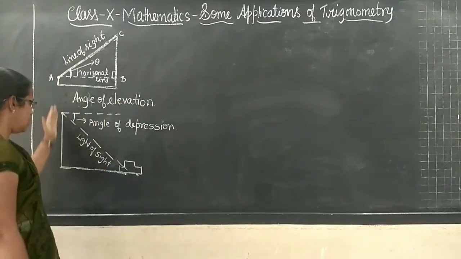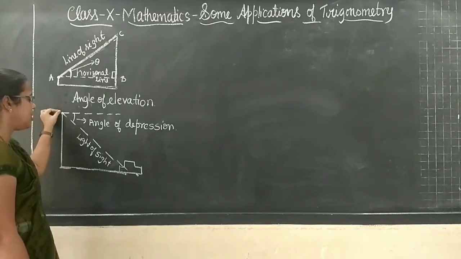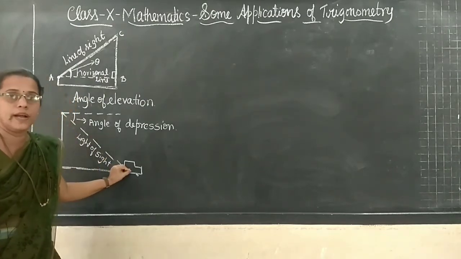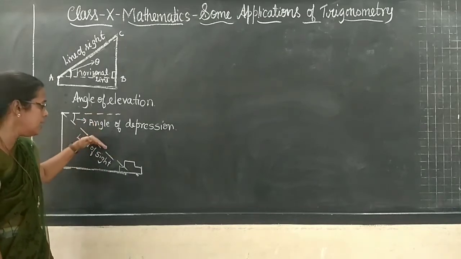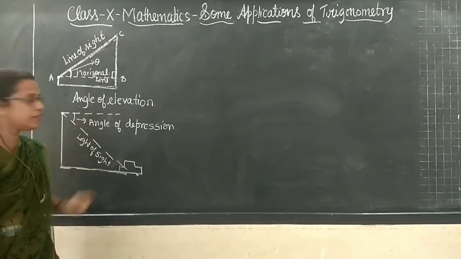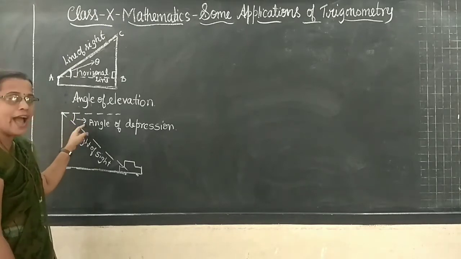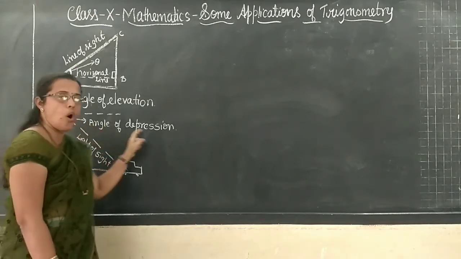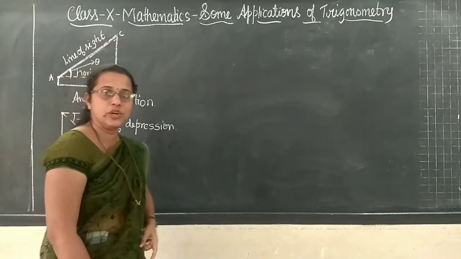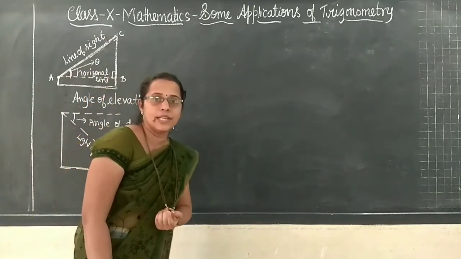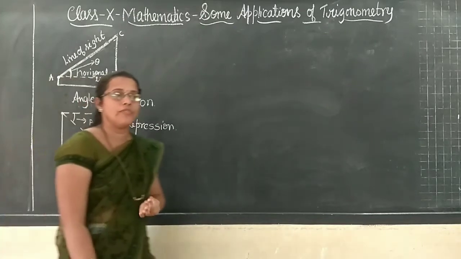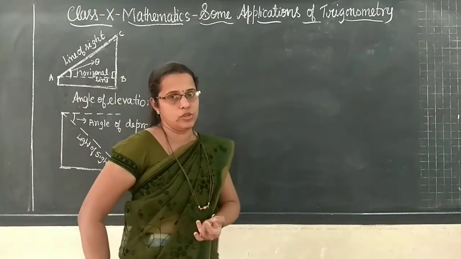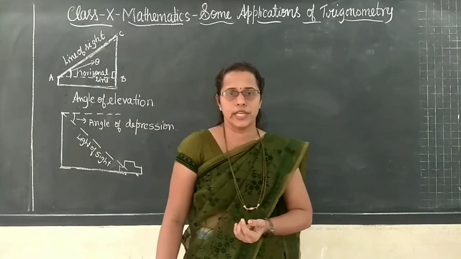When you are sitting on the top of the building and you are viewing the car which is on the ground, then you have to lower your head to see in the downward direction. That makes an angle there. That angle is called the angle of depression. Is it okay, children? So let us write a little bit about angle of depression, angle of elevation, and the line of sight. These three are very, very important in that matter.